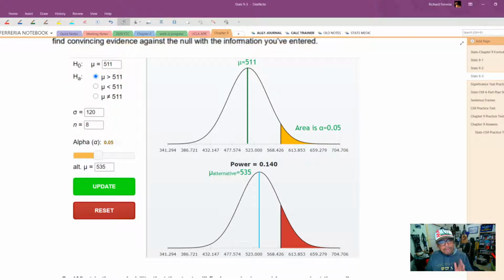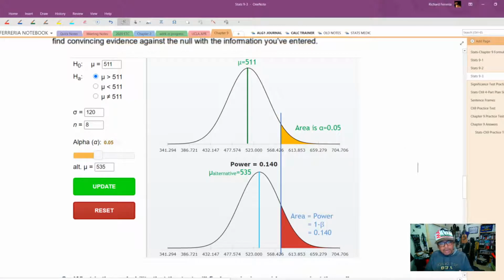So where does 580 line up on the mu alternative curve? Well, on the mu alternative curve, that 580 lines up over here, and that has its own z-score as well. And we can see that this area right here in red, if 535 was the actual mean, that red area would be the actual probability that we're going to reject the null hypothesis.